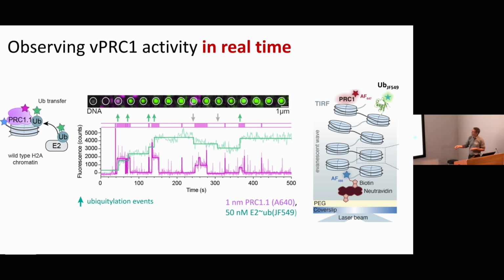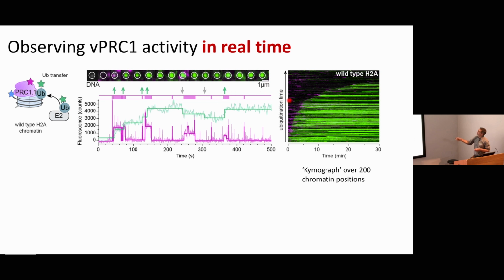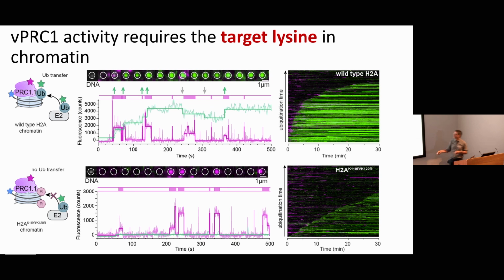And so from these traces, we can generate kymographs over our whole field of view. Each line is a chromatin position, and you can always see some PRC1 complexes come and go, and at some point ubiquitin gets transferred and builds up over time. And again, if we get rid of the site that it actually gets ubiquitinated here, then we see much less ubiquitination. However, of course, histones have many lysines, and eventually one of them gets hit non-specifically.